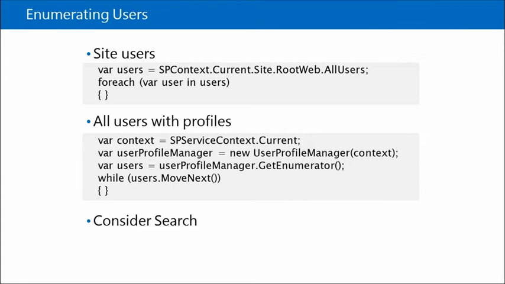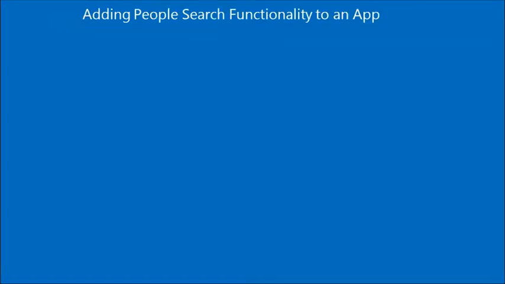Now, if you want to see all the users on your site, you have a couple of different options. You can use search as one great way, but if you want to enumerate them, here are a couple of options. You can go to the All Users object on the root web of your site collection, and you can enumerate through the users that way. Or you've got another option here, which is to use the User Profile Manager in the client-side object model, and you can enumerate them similarly.